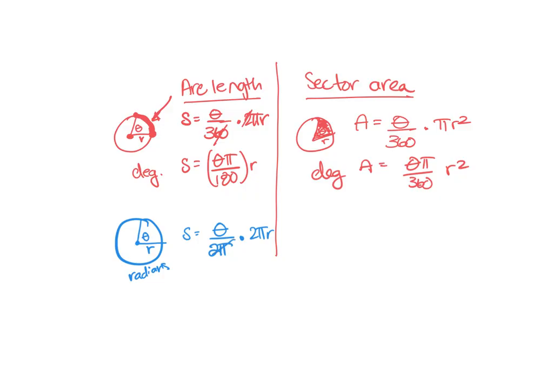So you'll notice that the 2 pi and the 2 pi cancel. So when I'm in radians, my arc length is just theta times r. Much, much simpler in that sense, theta times r.